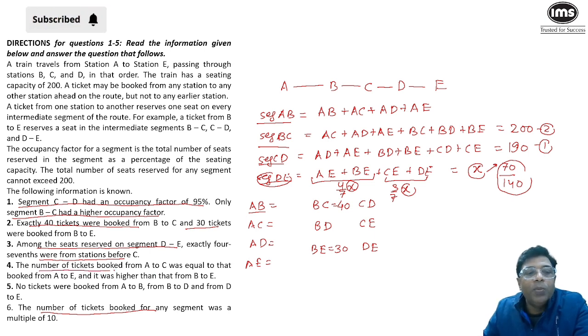The number of tickets booked from A to C, let us take this to be y, was equal to that booked from A to D. So I'll take this value to be y, and it was higher than that from B.